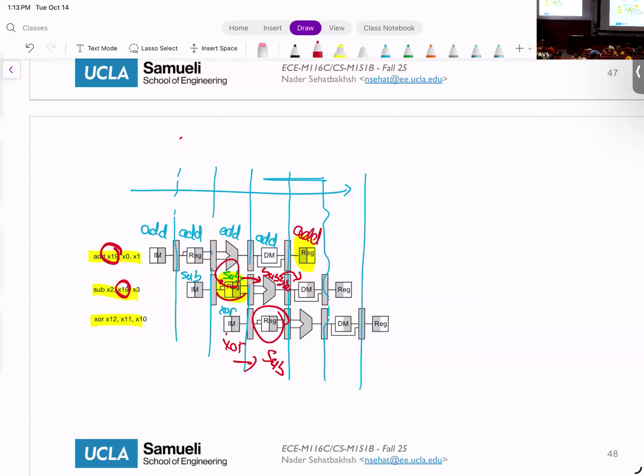So think about a line. You are in a line. If the person in front of you takes a step forward, you can take a step forward. If the person in front of you doesn't take a step forward, you have to stay, right? So with the bubble, instead of the sub moving forward, the bubble moves forward, and sub stays put in the decode stage. As a result, XOR, and as a matter of fact all the other future instructions, are all stopped.